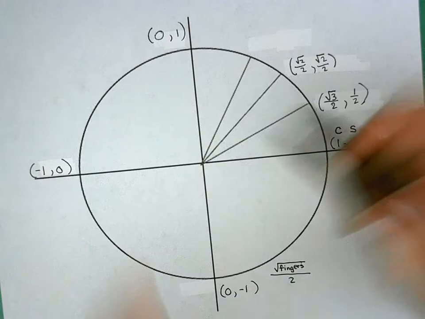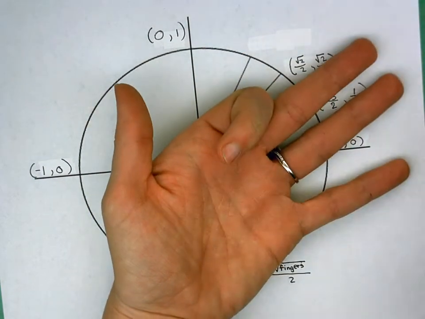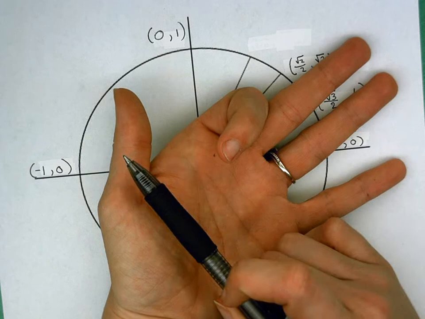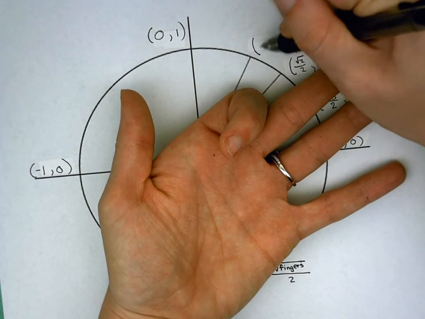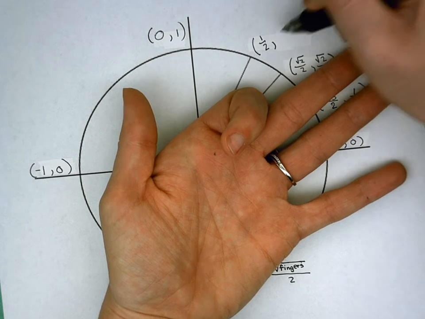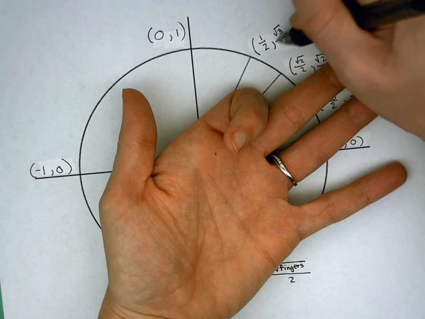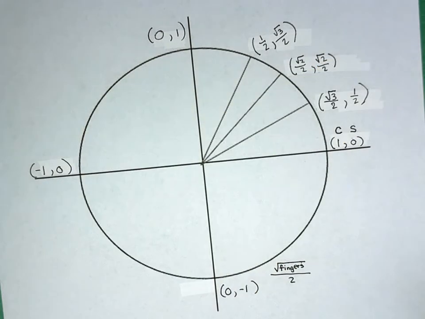And then you have your pi over 3. Pi over 3, which is this top angle here, is going to be your pointer finger. If you take your pointer finger and you turn it down, you see 1 and 3. And so your cosine is going to be root 1 over 2, or 1/2, and your sine is going to be root 3 over 2. And there's your hand trick.